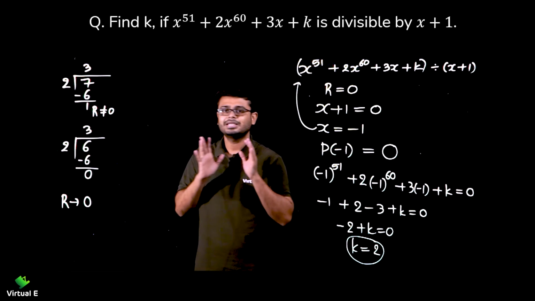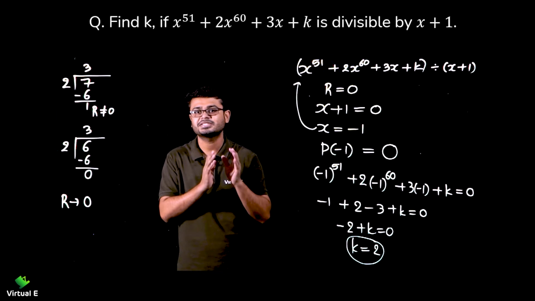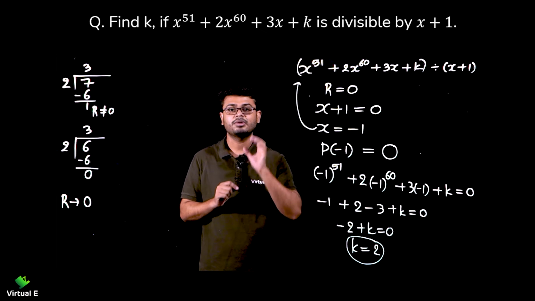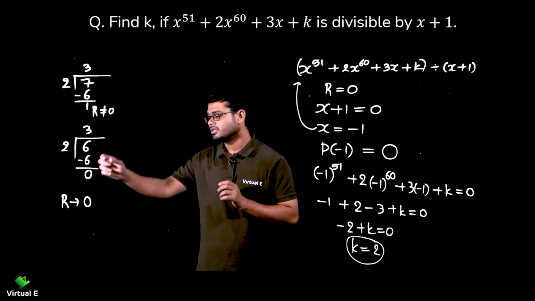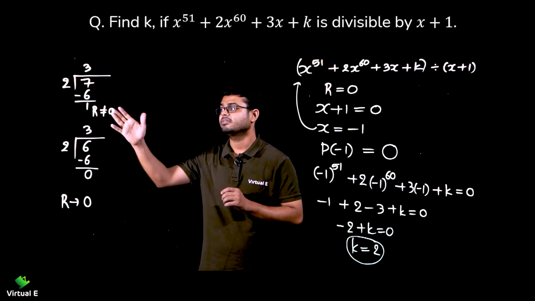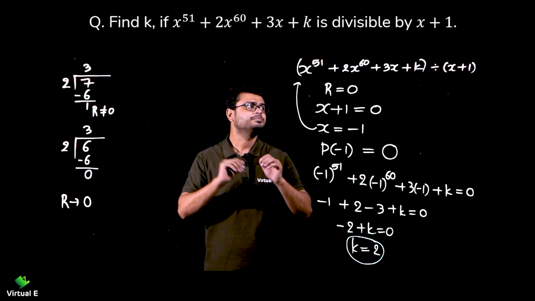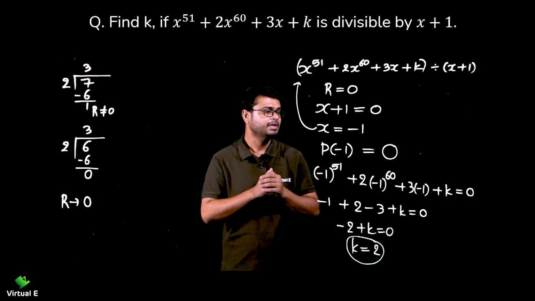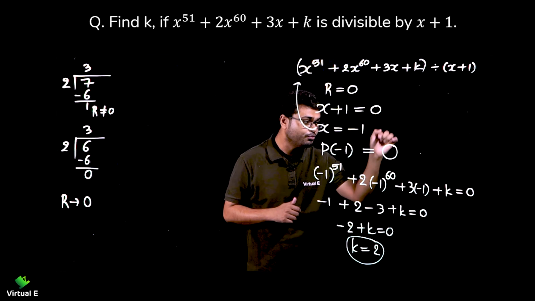Now let's repeat what we needed to understand in this question. It was about the meaning of the word divisible. It's all about that. Divisible means what? Remainder 0. If it is not divisible, the remainder will not be 0. So whenever it is given that it is divisible, we can use the remainder theorem and we need to equate the remainder to 0.